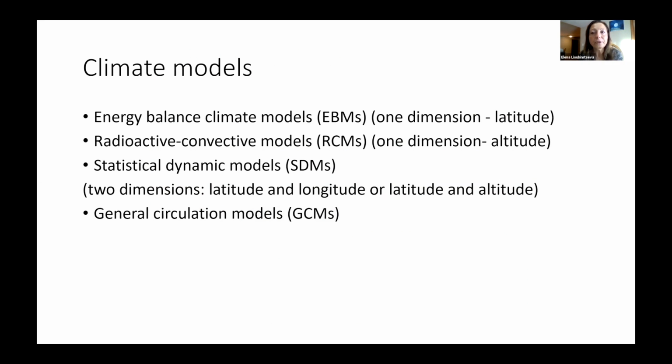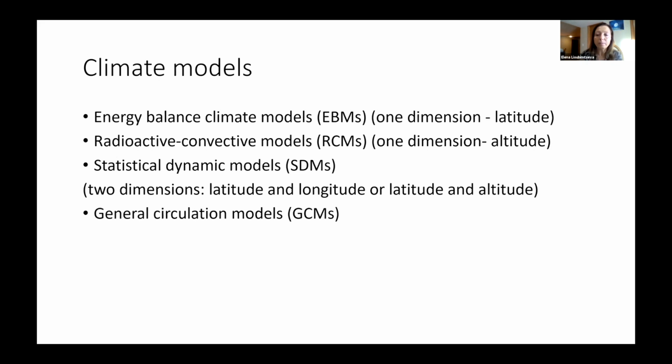There are a number of different climate models, and they all have very different levels of complexity, and these include energy balance climate models, radiative convective models, and statistical dynamic models. Some of these models can be very complex. Some of these models can be very simple. For example, fairly simple models are simply looking at the relationship between temperature and latitude or temperature and altitude. We are going to talk today about the so-called general circulation models.